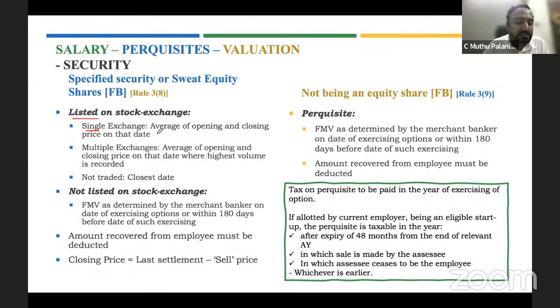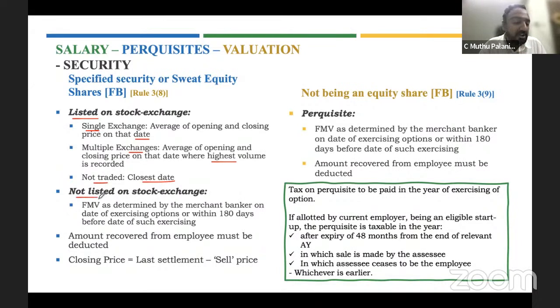then whatever date it is allotted to you, take the average of opening and closing price on that date. If there are multiple exchanges, take the average of opening and closing where the highest volume is recorded. Most of them trade on National Stock Exchange. If a company is listed on both Bombay Stock Exchange and National Stock Exchange, the place where it is traded more will be taken, which will mostly be National Stock Exchange. If it is not traded, for example if today is a holiday, take the immediate closest date, previously or afterwards, on which it is traded.